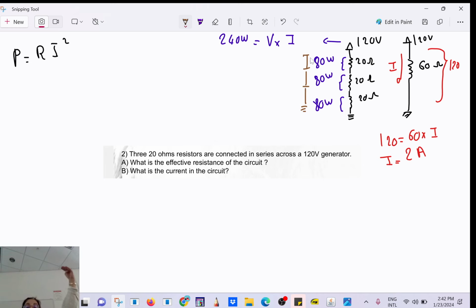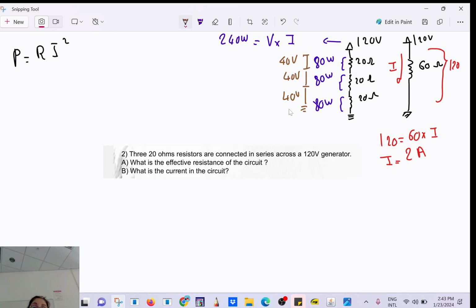So you start with 120 and all the loads are the same, right? So they're going to have the same voltage drop. What's going to be the voltage drop? 40, very good. 40 volt, 40 volt, 40 volt. So I start with 120, boom, I'm going to fall 40, boom, I'm going to fall 40, boom, I get to 0. Okay?